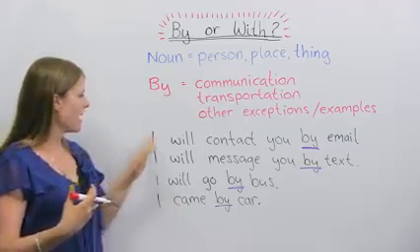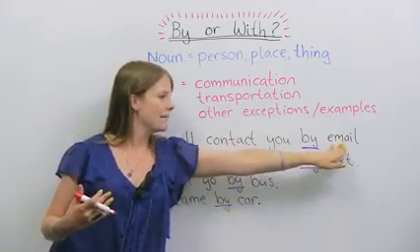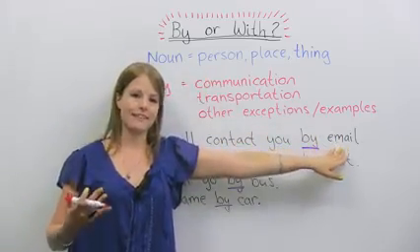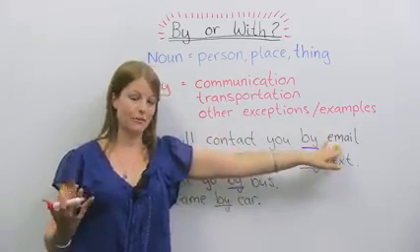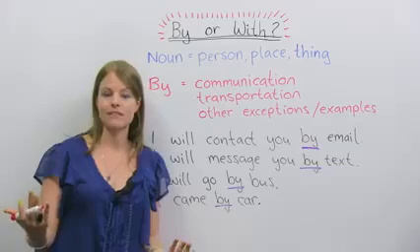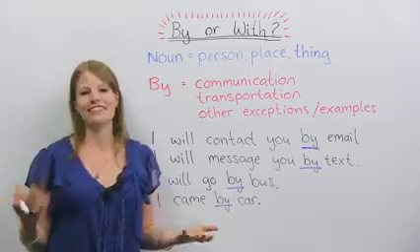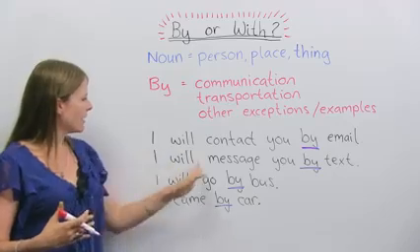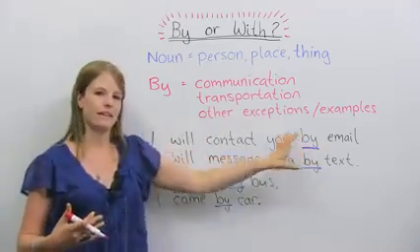So for example, I will contact you by email. Email is an example of a noun, okay? So this is not a verb. In this case, this is a noun. I will contact you by email. And email is a form of communication. We could change this to I will contact you by phone. I will contact you by messenger. I will contact you by pigeon. That would never happen, but just an example of what I mean by communication. I will message you by text. Okay, so again, these are communication based.